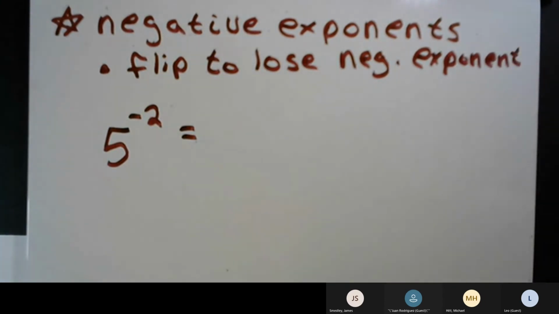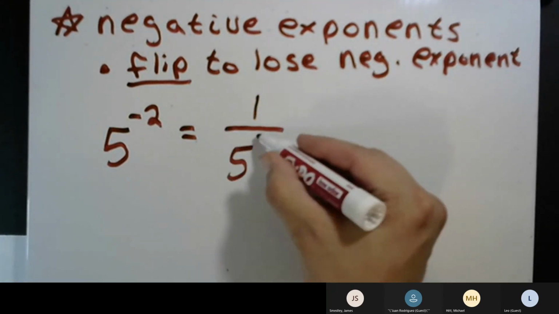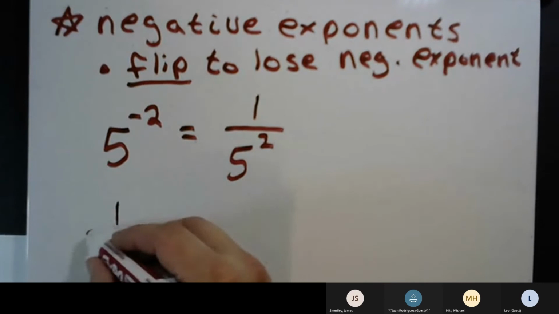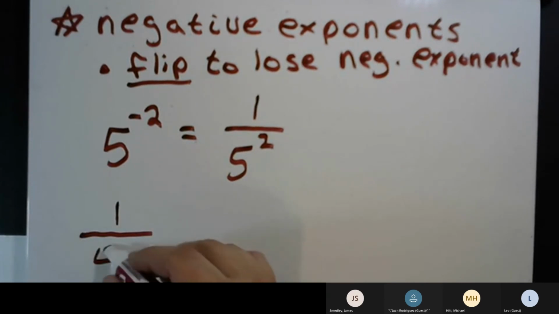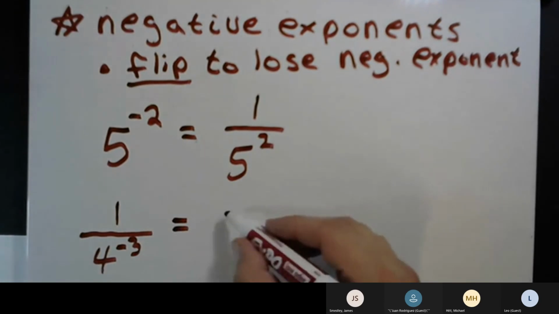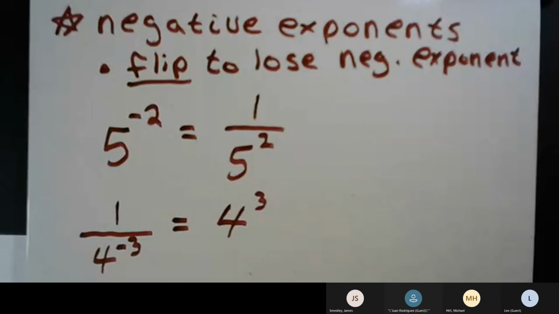So we try to write exponents without the negative, but we have to follow a certain rule that gives us permission to get rid of the negative, and it's flip. So we write this like that. Or if you see something already flipped, like let's say 4 exponent of -3, well, you flip it again to make the negative go away.